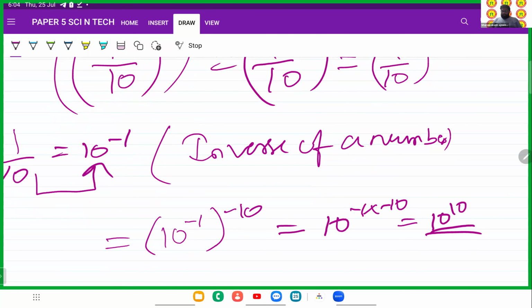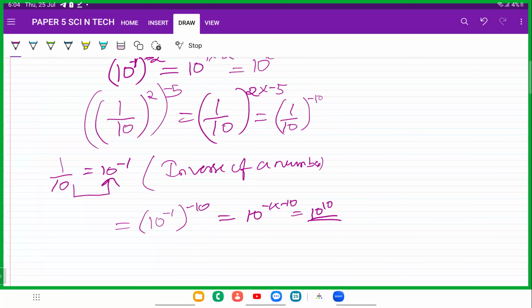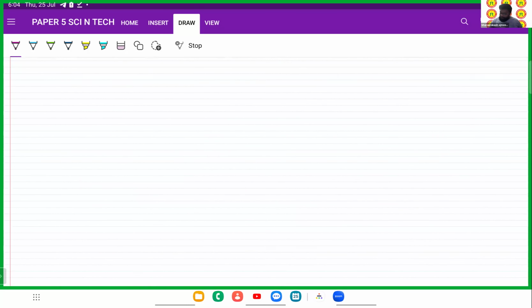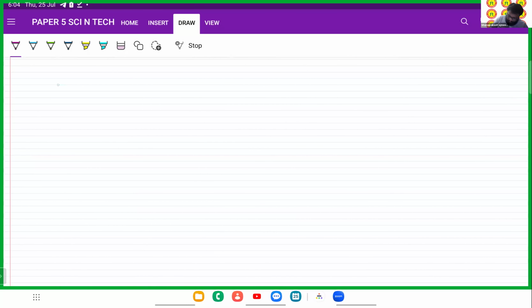So till now, what all we discussed? Laws of exponents and inverse. There are three more laws of exponents. We learned lots of exponents and the definition of exponents. So for now, let's again revise what are the laws.